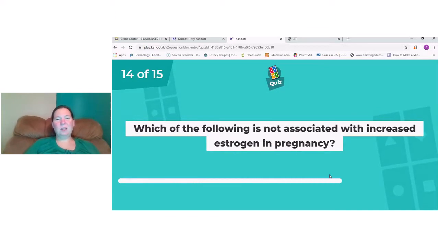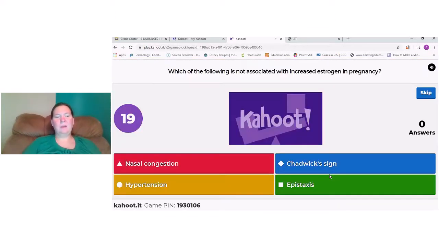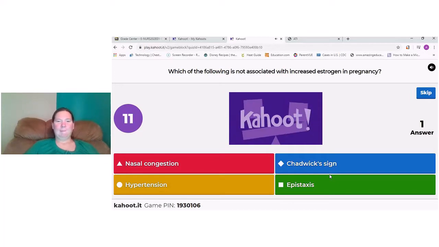Which of the following is not associated with increased estrogen in pregnancy? Nasal congestion, Chadwick sign, hypertension, or epistaxis? Which one doesn't fit with estrogen? I gave y'all these when I went over the worksheet. If you remember, it was like the first question.